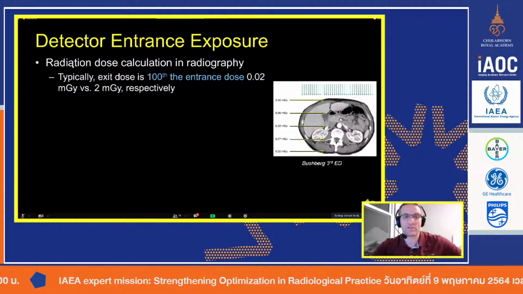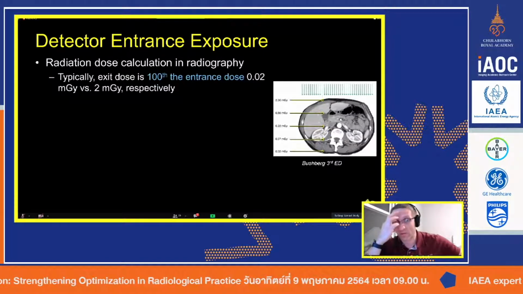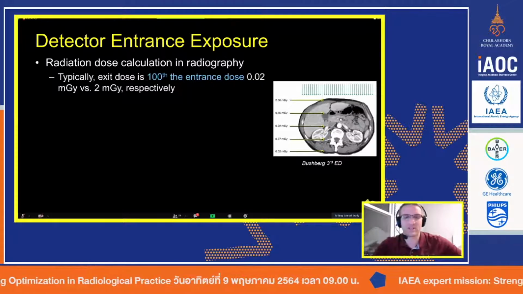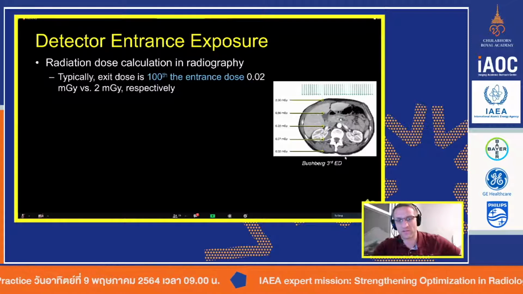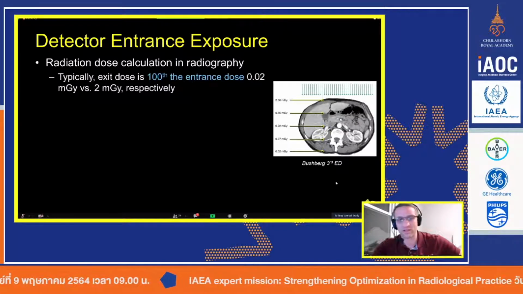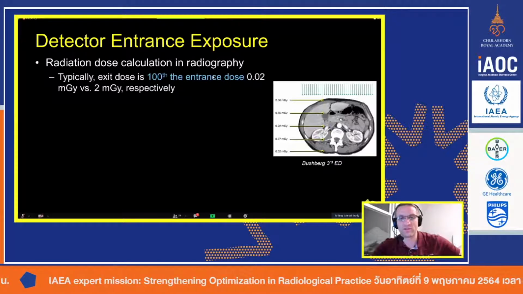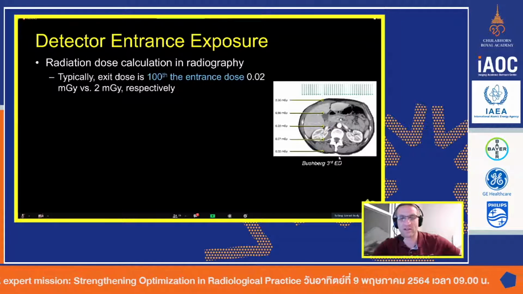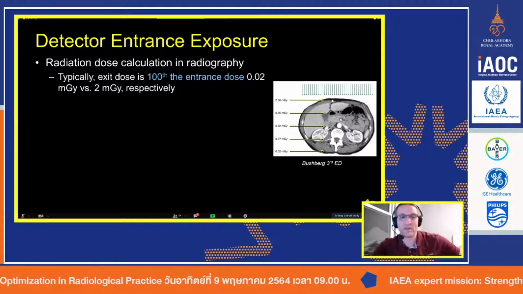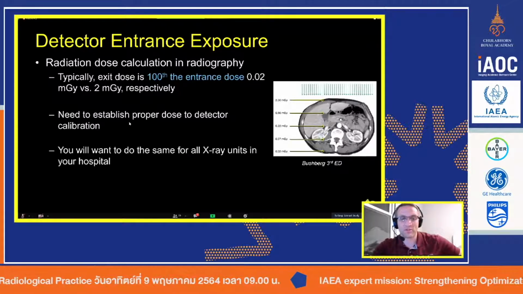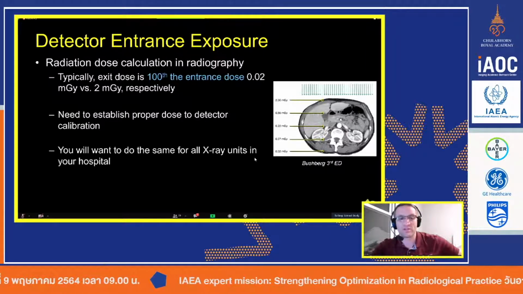All right, so why worry about the radiation dose calculation to the detector? Well, as I kind of verbally said in the last talk, by the time the photons pass through the patient, the table, and the grid to get to the detector, it is altogether very small. 1/100th of the entrance dose, 0.02 milligray at the exit, compared to, say, 2 milligray at the entrance skin level. So what we need to do is set up the proper dose to the detector, and you want to do this for all the X-ray units in your hospital.